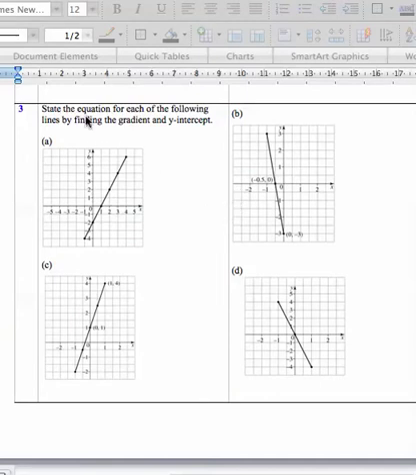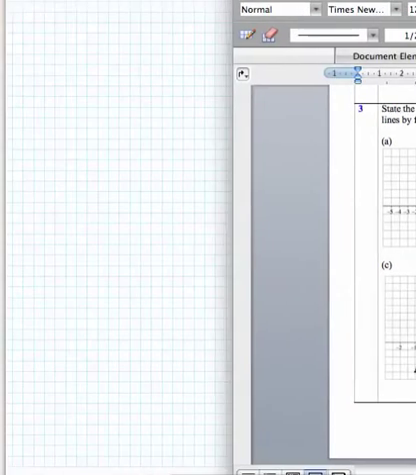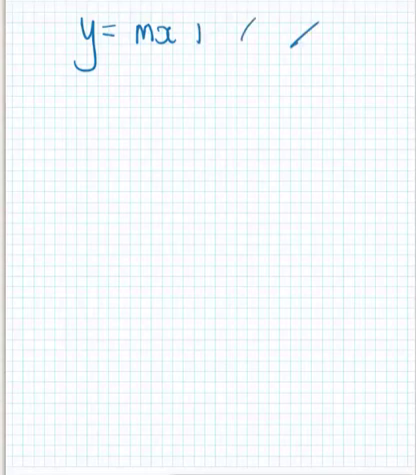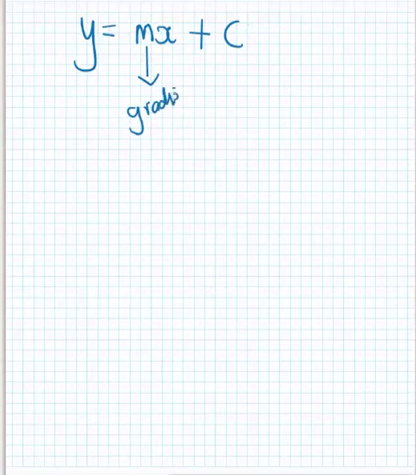Okay, now our next question asks us to state the equation for each of the following lines by finding the gradient and y-intercept. Now we know that the equation of a straight line can always be put into the form of y equals mx plus, oops, it's just frozen, 1 second. Sorry about that. Y equals mx plus c. Okay, now you should know what m is and what c is, but just in case you've forgotten, m is the gradient and c is our y-intercept.